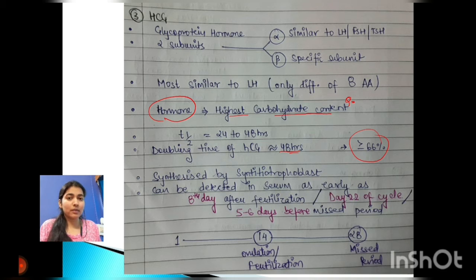It will always remain less than 66%. And even in abortions, the HCG level declines when you are going for a doubling time of HCG. You will definitely get less HCG. So this HCG is important to differentiate between abortions, ectopic, and a normal intrauterine pregnancy also.